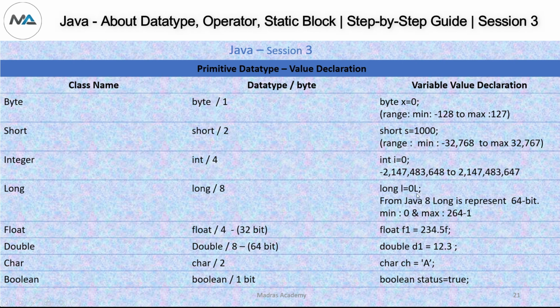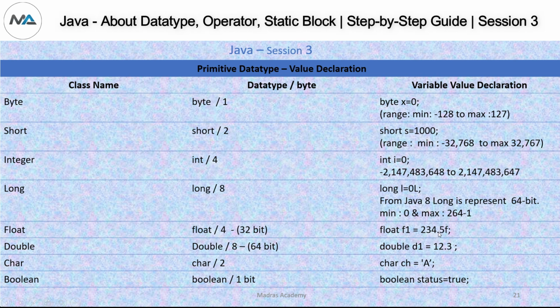In our program we will see how to declare these variables also. And from Java 8, long represents 64 bit. Okay, and here the maximum and the minimum values are given, so within this range we can assign the value. And in the same way, if it is float, we can give a decimal value. This is 32 bit. And if it is double, it is 64 bit. So we can give the decimal value.